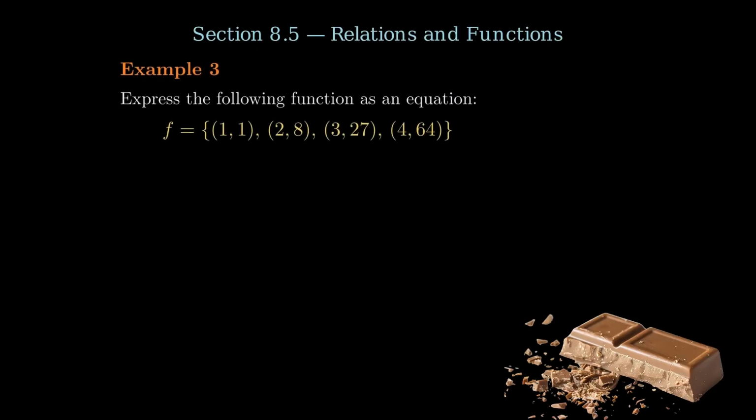Let's practice expressing a function given as a set of ordered pairs into an equation. Look at this function f. It consists of pairs (1, 1), (2, 8), (3, 27), and (4, 64). Let's find the mathematical relationship between the x values and y values.